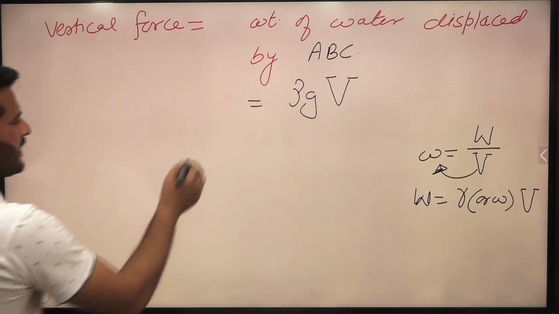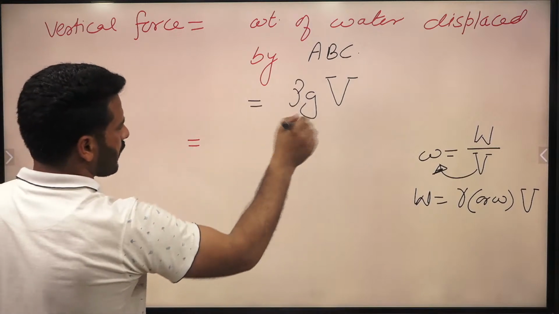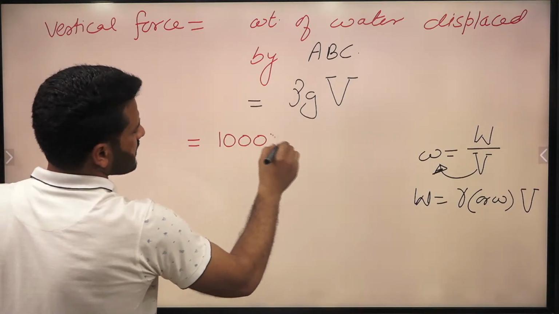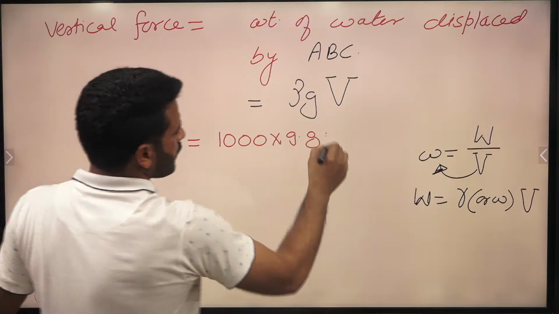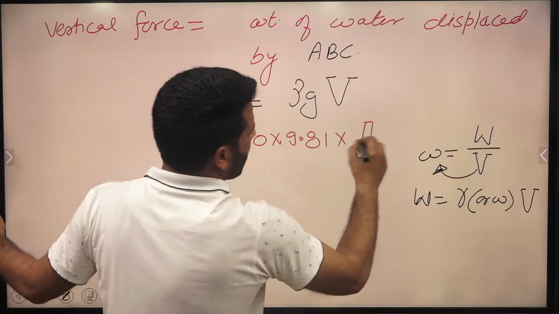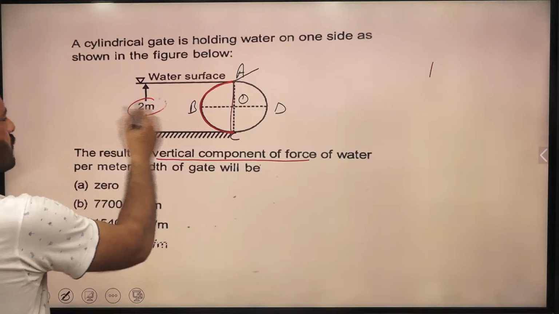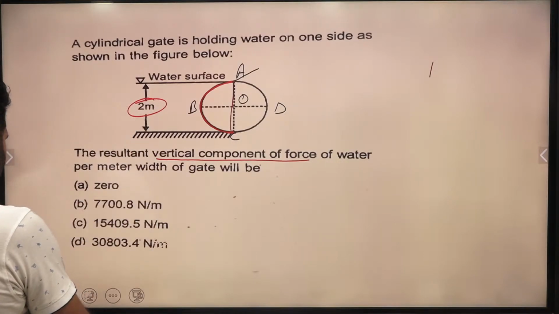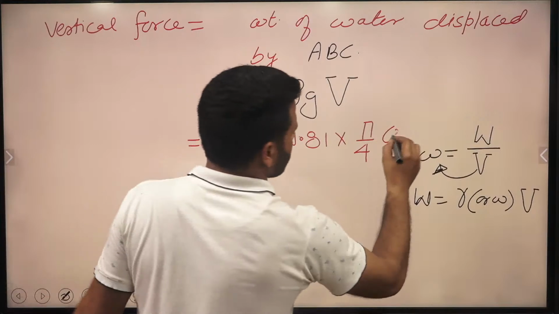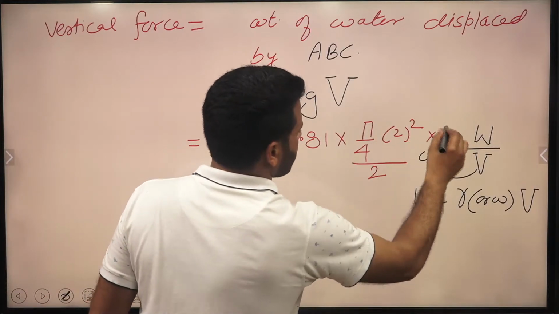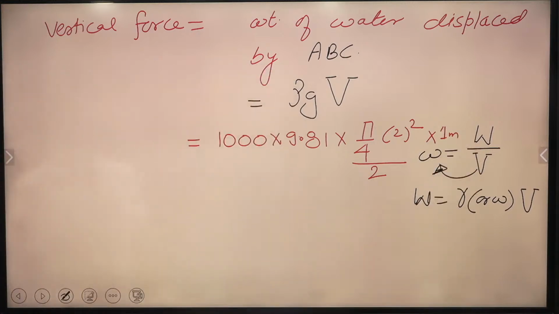So for the semicircle we have basically rho g, water is there, so rho is 1000, g is 9.81. So volume of the semicircle, have a look at the question: pi by 4 into diameter is 2, pi by 4 into d square. We have a semicircle, so just make it half, into length is 1 meter. Just solve it, guys, and you will get the answer.